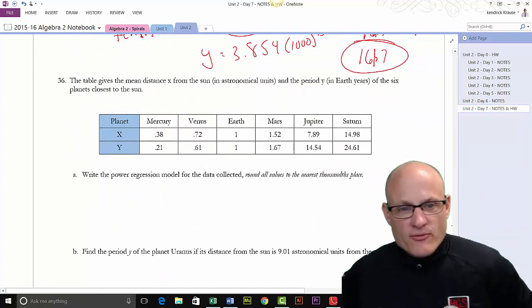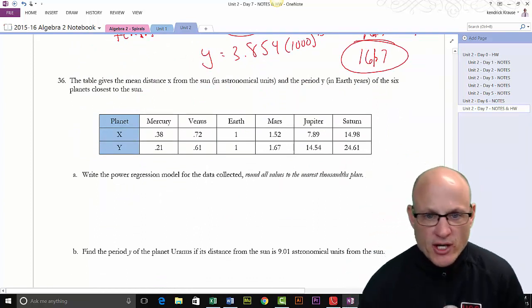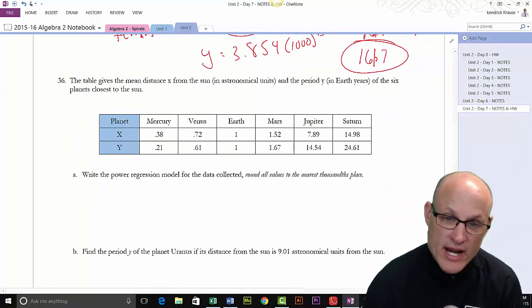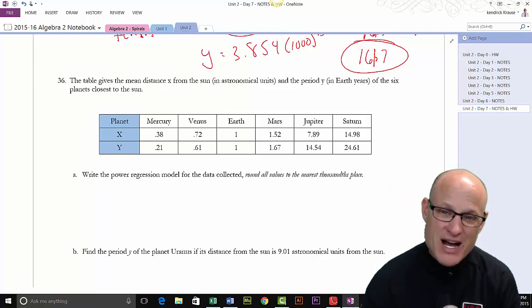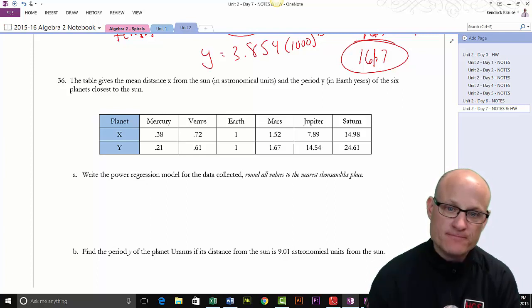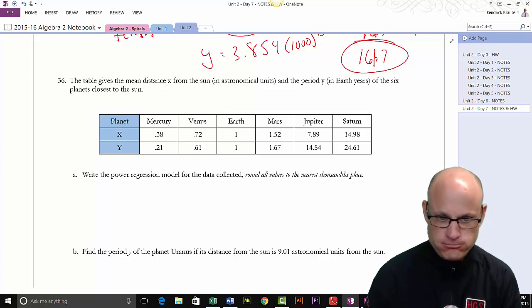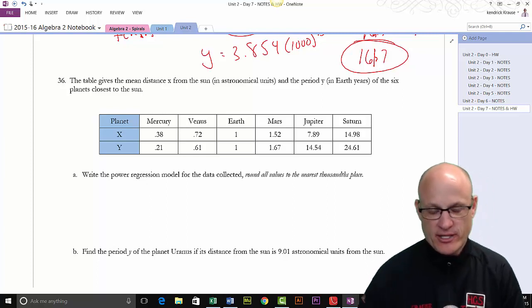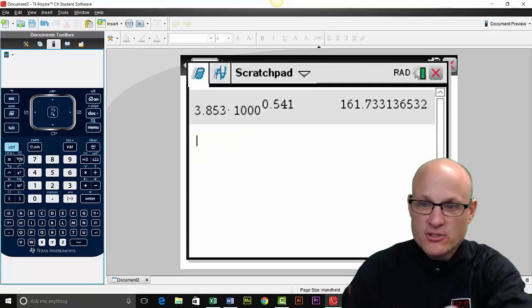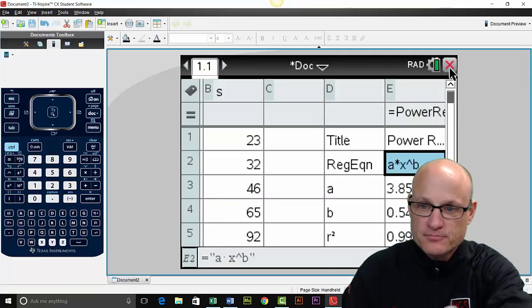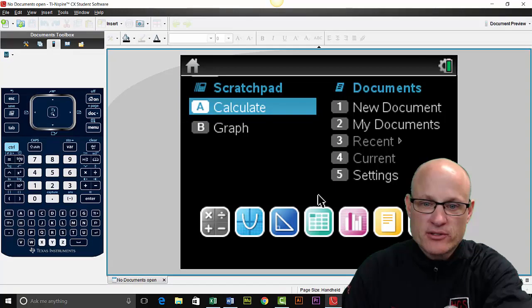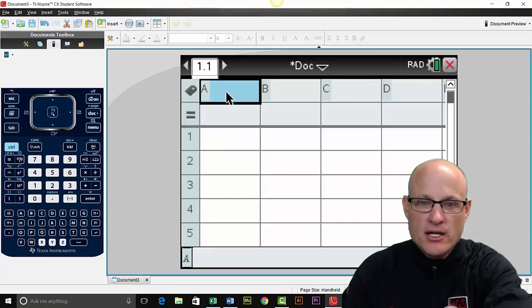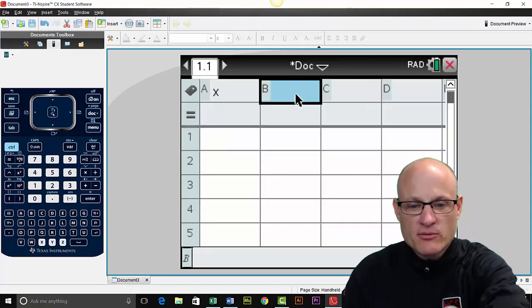So the table below gives the mean distance x from the sun in astronomical units and the period y in Earth years of the 6 planets closest to the sun. Write the power regression model for this data. All right, so I do it again. No, don't save. Let's go back in. They called it X and Y, so we might as well call it X and Y.